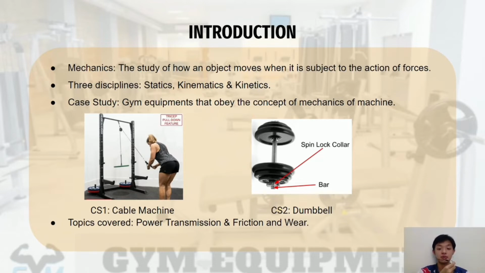Statics refers to the force operating on and in a body at rest. Kinematics describes the potential motion of a body or system of bodies. And kinetics explains the motion that will take place in a certain scenario. So in our group case study, we are ordered to focus on the gym equipment which obeys the rules of the mechanism of machine. Among them, finally we choose cable machine and dumbbell. They cover the topics of power transmission, and friction and wear.